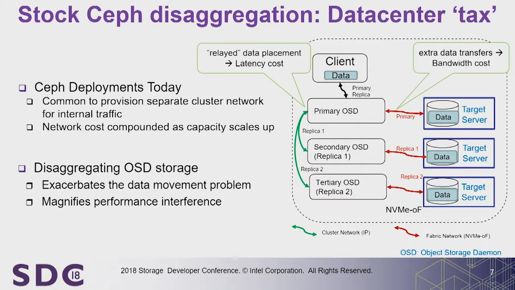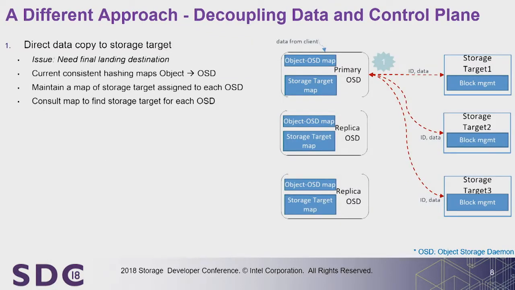Okay, so like Yi mentioned just now, we have these extra hops of the data, so extra bandwidth is consumed, and you have the relay replication, which adds latency cost. So now let's look at how we could try to resolve or improve the architecture to address these issues. The first thing, like I said, is extra data hops. What we'd rather do is have data land directly from the primary OSD to the eventual remote storage targets. The issue here, of course, is that we need the final landing destinations.